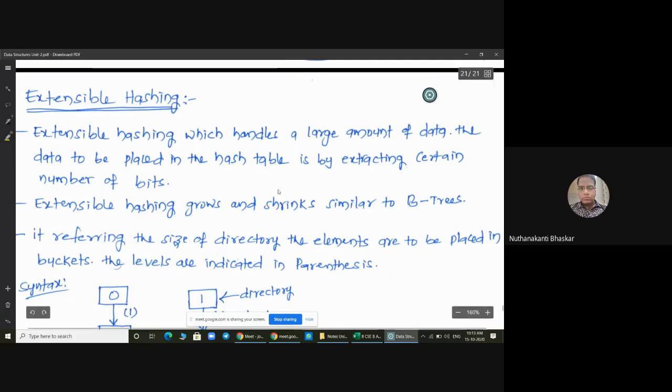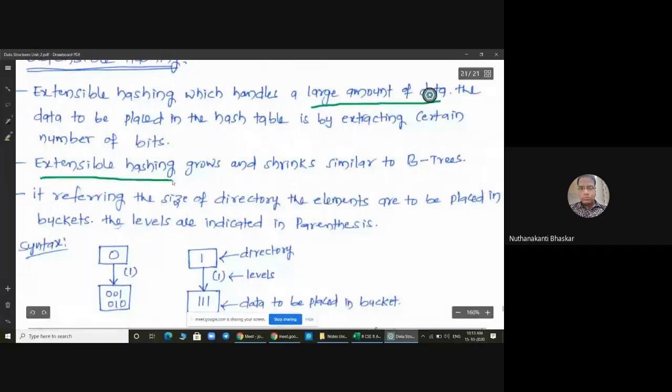For extensible hashing, we use it for large data. If you want to manage large data, then we have to use extensible hashing, which handles a large amount of data. If you have large data to store in a hash table, then you must choose extensible hashing. When you use it, the table grows and shrinks similar to a B-tree.